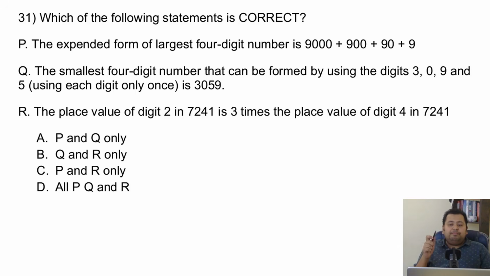Hope you solved it first before looking at the solution. I think it's an easy one as well. So, the expanded form of the largest four-digit number. Now, what is the largest four-digit number? We know the largest four-digit number is 9999, right?